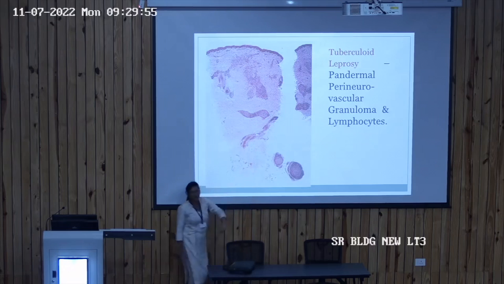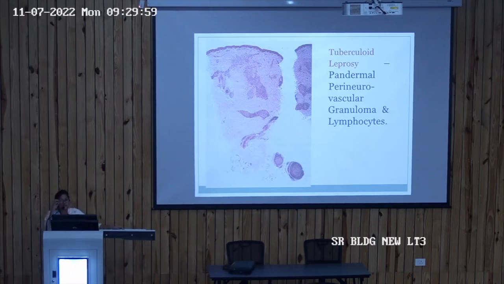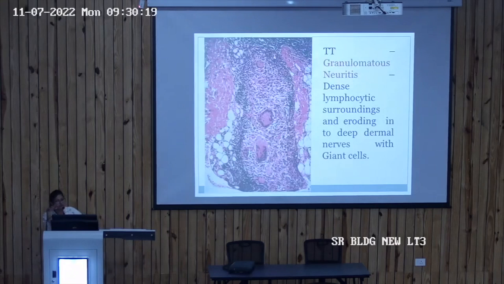Those patches are granulomas, the perivascular, perineural granuloma and lymphocytes. So there is granuloma around the nerves, and granuloma formation around the vessels. So those are localized granuloma formations around the appendages of skin, that is nerves and vessels. So this is a higher power view. In this you can see there is a granuloma formation. You have a Langerhans giant cell. This is around a nerve.